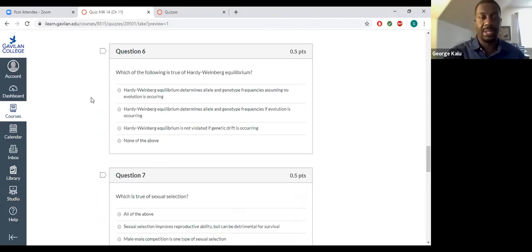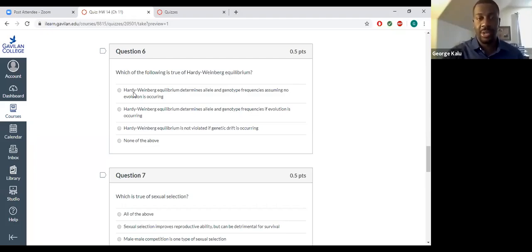Okay, number 6. So 6 says, which of the following is true of Hardy-Weinberg equilibrium? Okay, so A, Hardy-Weinberg equilibrium determines allele and genotype frequencies, assuming no evolution is occurring. B, it assumes if evolution is occurring. C, it says Hardy-Weinberg equilibrium is not violated if genetic drift is occurring. Or D, none of the above. Which one is true?